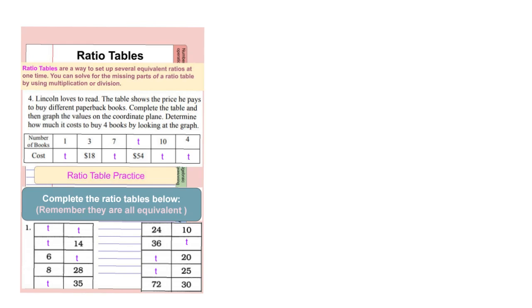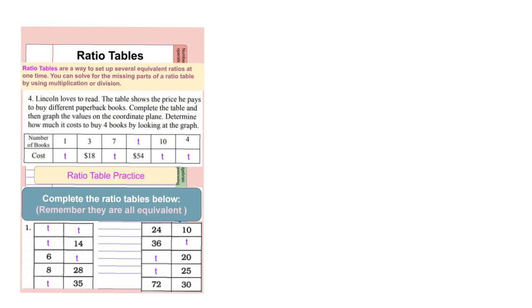All right, hi guys. Today we're going to talk about ratio tables. So yesterday we talked about ratios. Well, a ratio table is a way that we can set up several equivalent ratios at one time. And we can solve for the missing parts of those ratios by using multiplication or division.